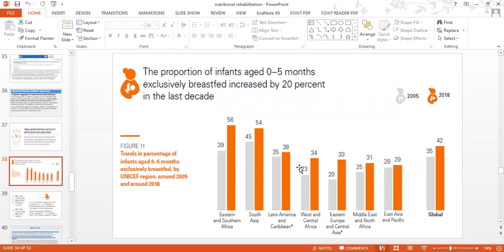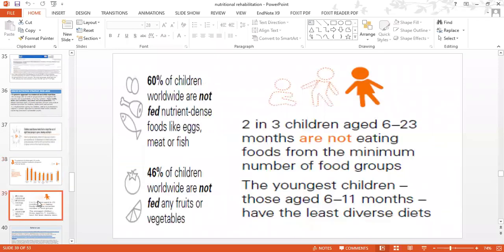Although it's good news, particularly in South Asia but overall also, there is an increase in breastfeeding practices by 20% in the last decade as compared to 2005 and 2018. You can see here the comparison of various areas all over, and there is a better increase in breastfeeding practices. But in spite of that, you can see the other food groups.